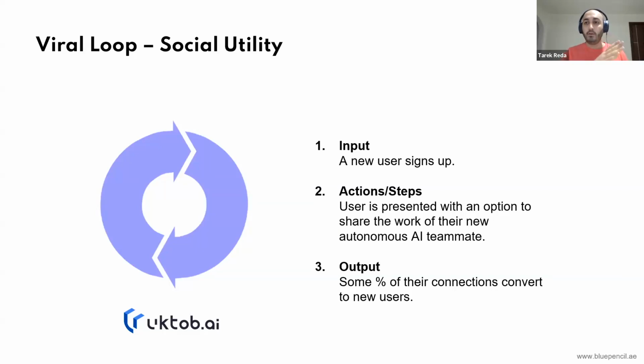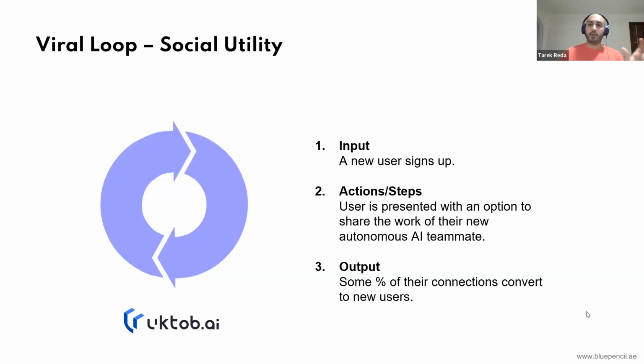So a viral loop with a social utility has to do with, not necessarily robbing one's ego, but someone would want to brag about your product because it's an innovative product, it's a great find, whatever the reason may be, but the utility here is social. So let's say a user signs up. The user is presented with an option to share the work of their new autonomous AI teammates, for example. A percentage of their connections would then convert to new users. Okay, so that's the social utility.